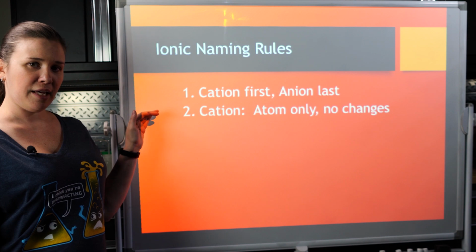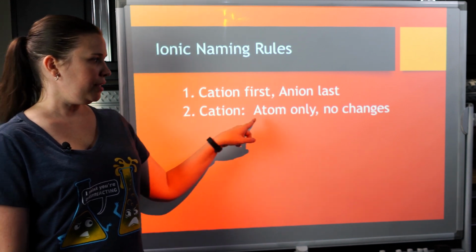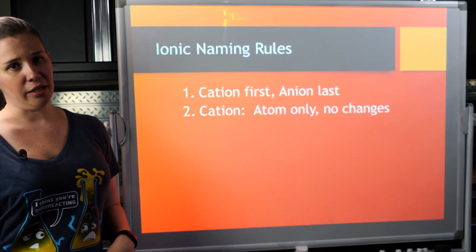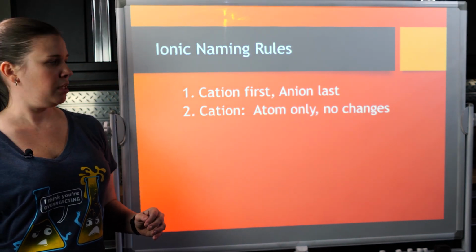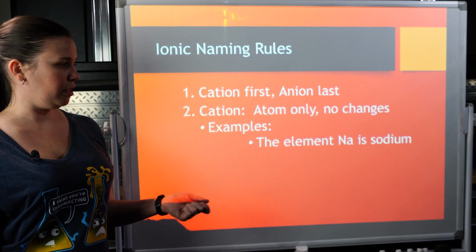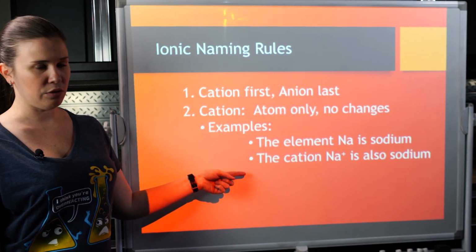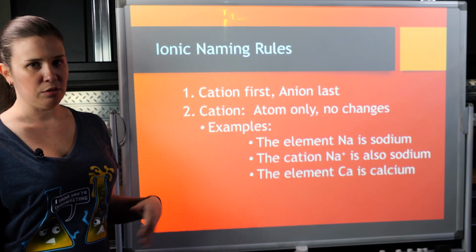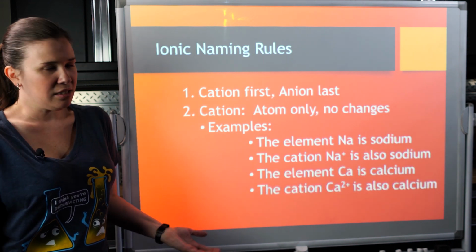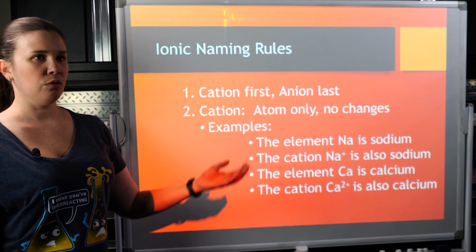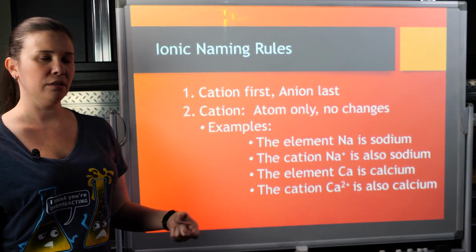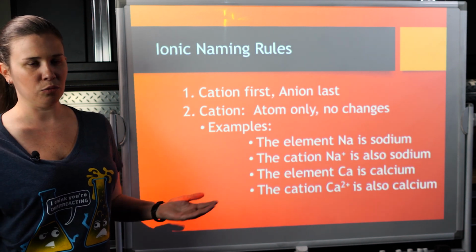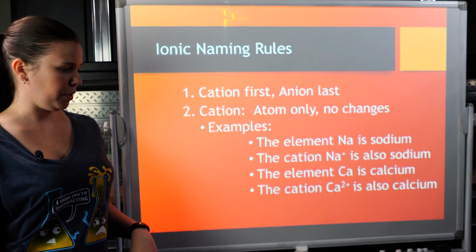So let's first talk about the cation. You only name the atom. You don't change the ending. You'll see with the anions, we are going to have some different endings. Cations do not change their ending. So if the sodium turns into a sodium ion, we still call it the sodium ion. If calcium turns into a calcium ion, it's still just called calcium. So notice, like with sodium chloride, the sodium part of the name didn't change anything. It's sodium, whether it's an atom or part of the ionic compound.